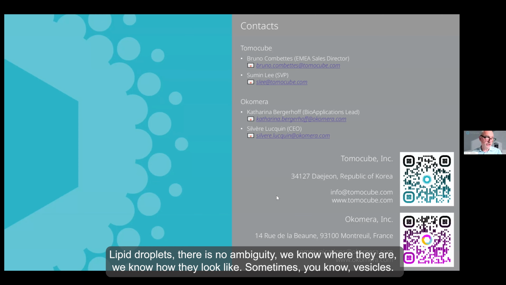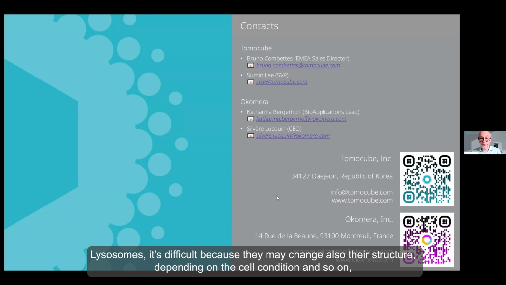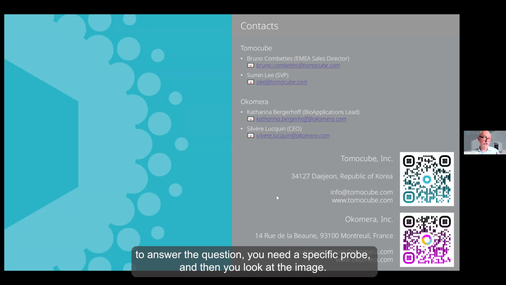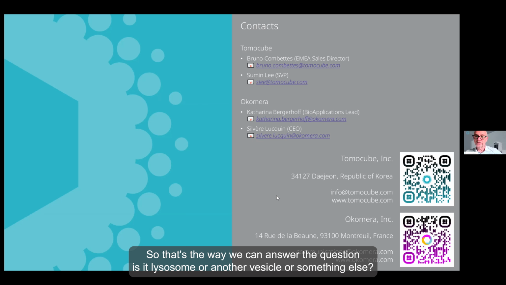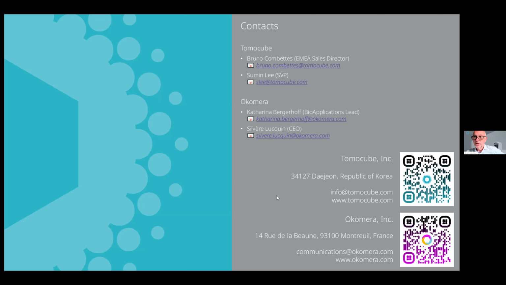Lipid droplets, there is no ambiguity. We know where they are. We know how they look. Sometimes, vesicles, lysosomes, it's difficult because they may also change their structure depending on the cell condition and so on. So to answer the question, you need a specific probe, and then you look at the image in fluorescence, and then you look below at the image without the fluorescence, and say, oh yeah, that's what I'm looking for. That's the way we can answer the question: is it a lysosome or another vesicle or something else?